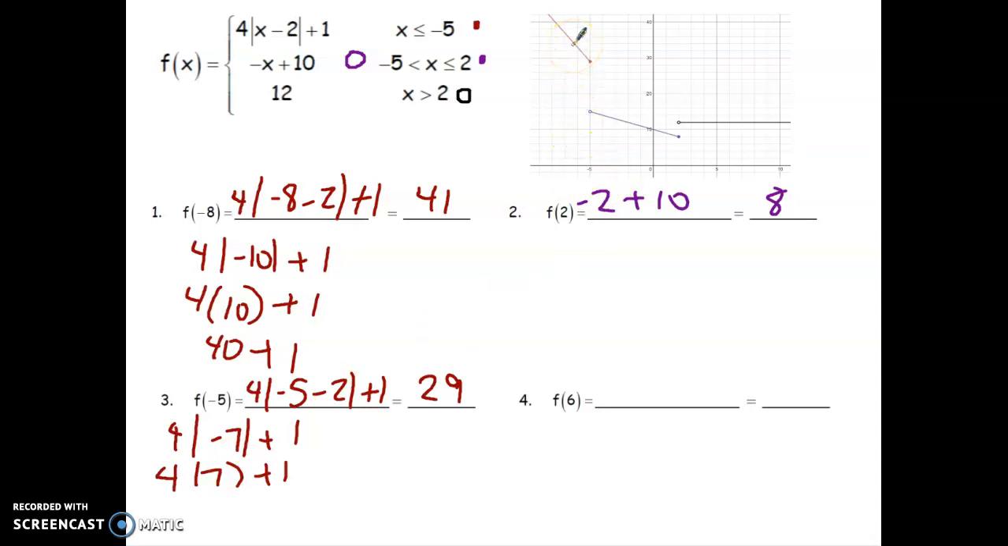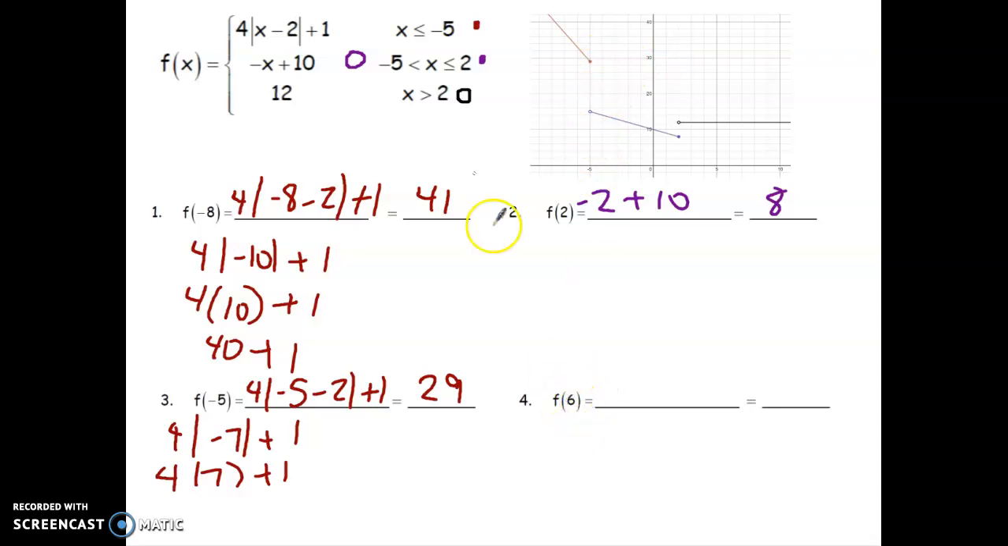Oops, I looked at the wrong x value. My x value here is negative 5. Negative 7 is after I simplified. So look at your x value of negative 5, and you can see the y value that goes with it is 29. So the point negative 5, 29 is right there.